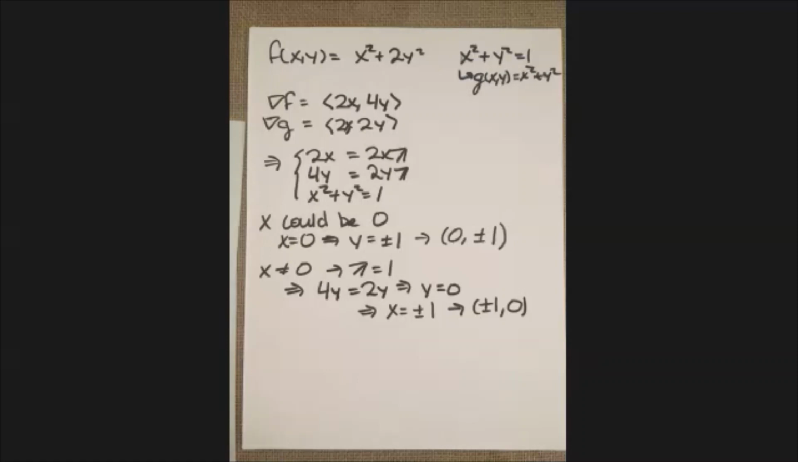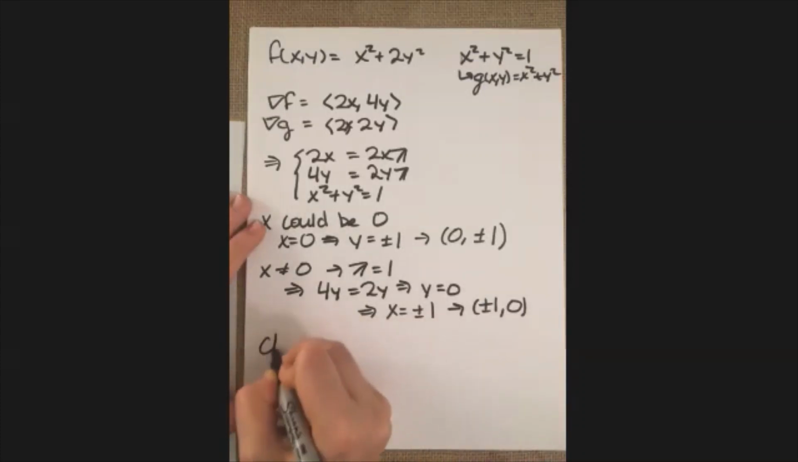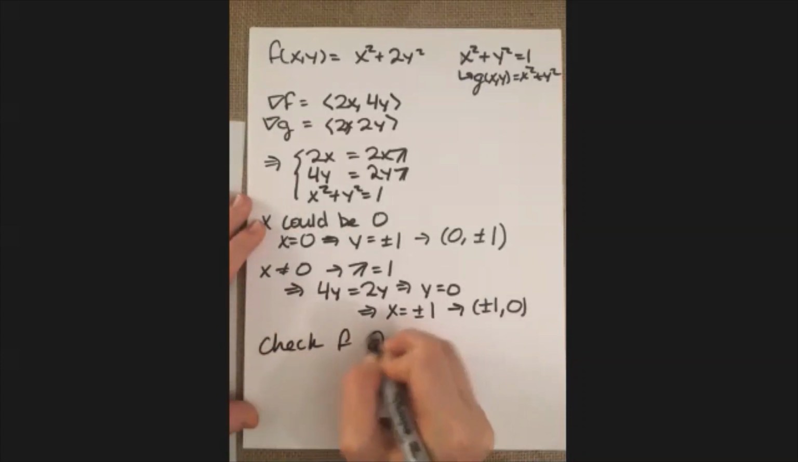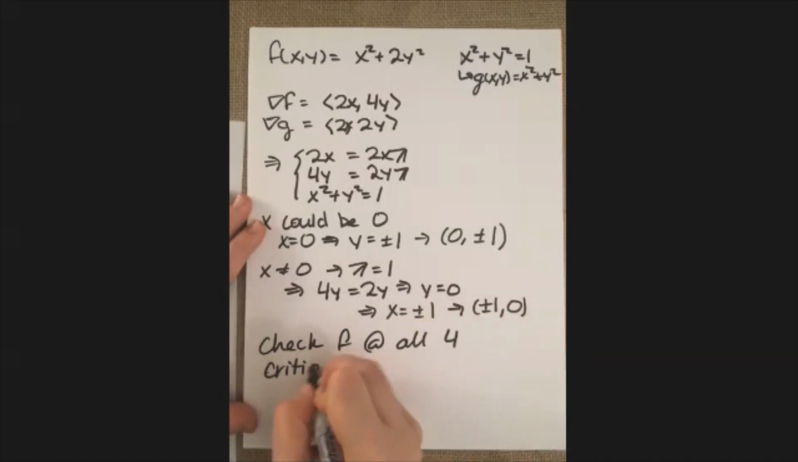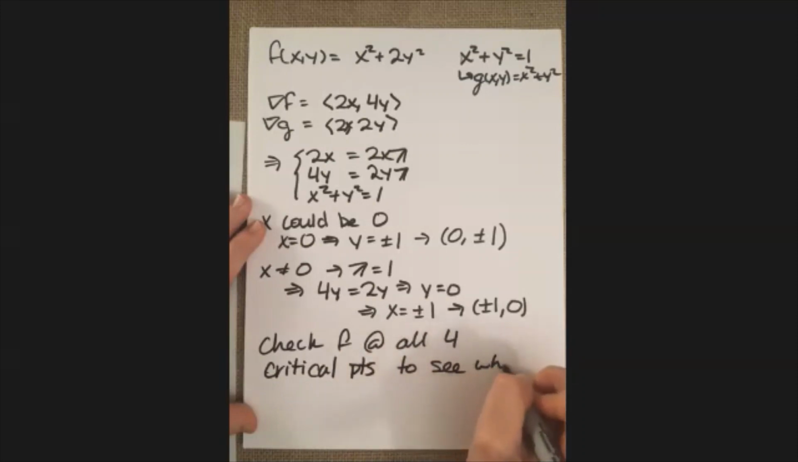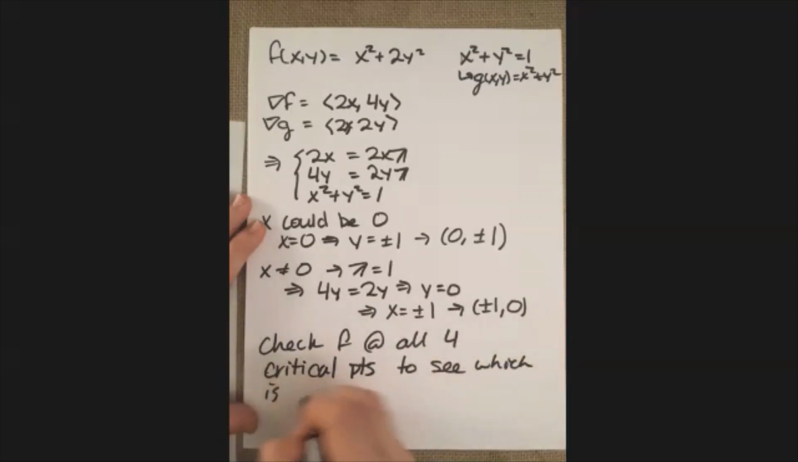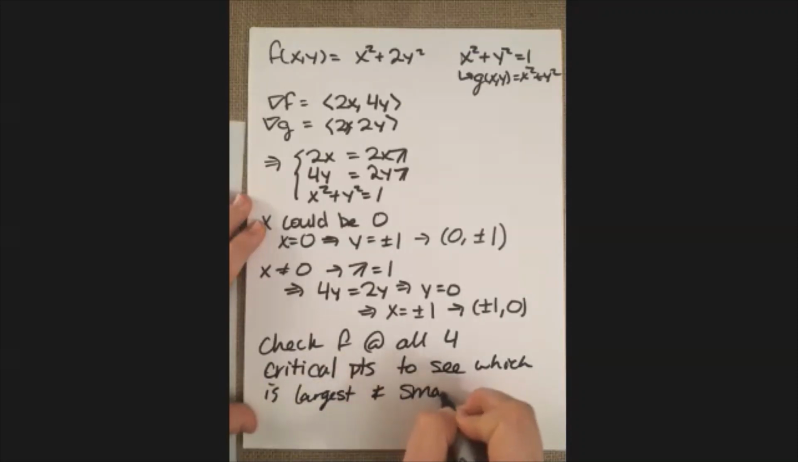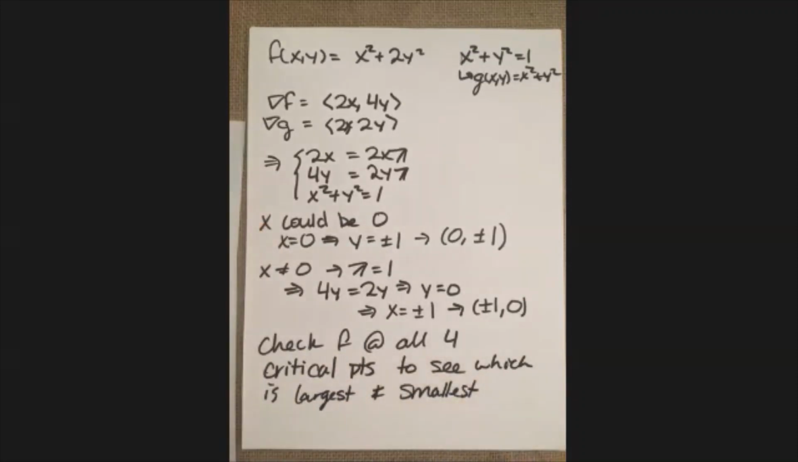So at this step, we just have to check which one is going to give us the absolute maximum and which one is going to give us the absolute minimum. And we do that by checking f at all 4 critical points to see which is largest and smallest. Okay, so let's go ahead and do that. It's just some plug and chug, it'll be fine.